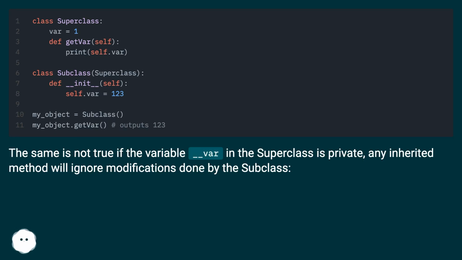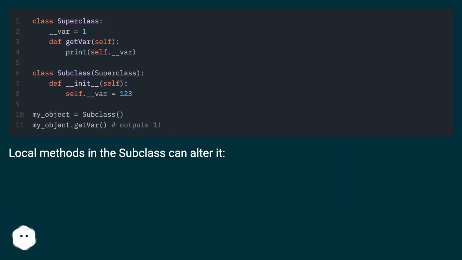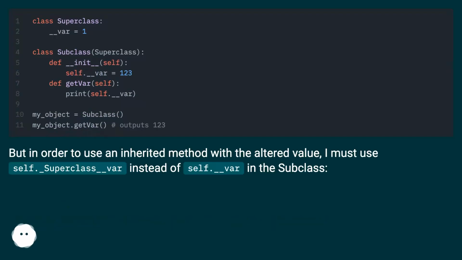The same is not true if the variable _var in the superclass is private. Any inherited method will ignore modifications done by the subclass. Local methods in the subclass can alter it. But in order to use an inherited method with the altered value, I must use self._superclass_var instead of self._var in the subclass.